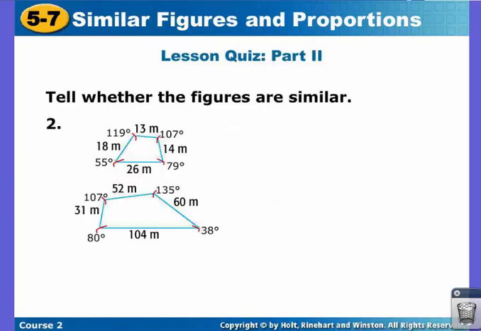Okay. What about these two? Again, we check our angles. We start off. Here's a 107. Here's a 107. Excellent. Here's a 119. But here's a 135. So these are not similar. And that's what we're looking for in similar shapes.